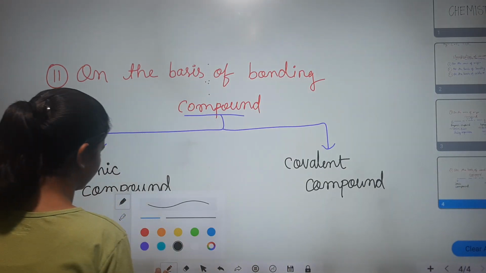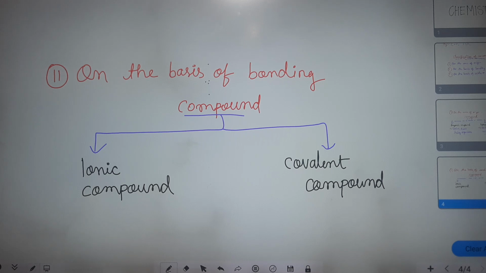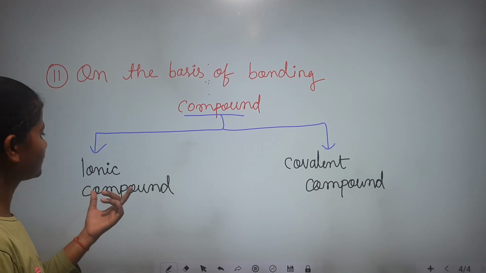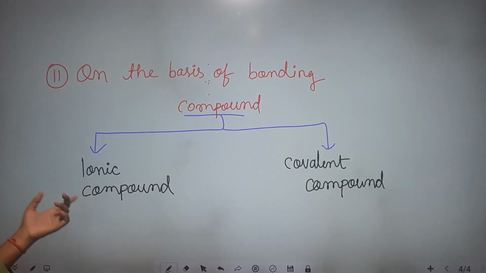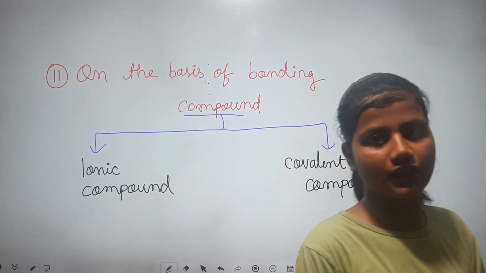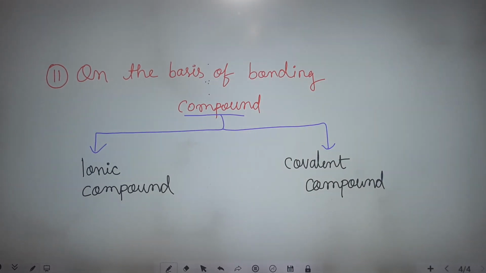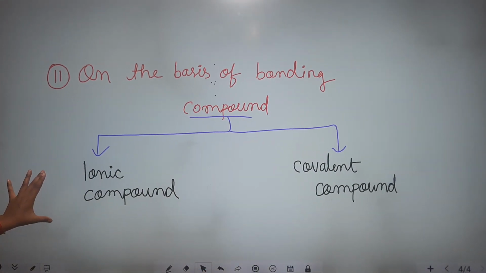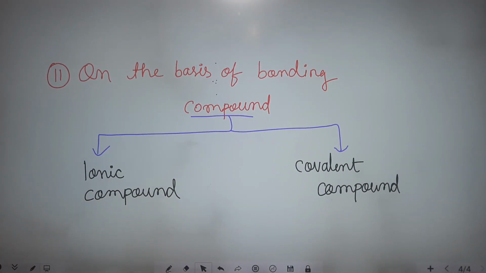After that, we discussed classification of compounds on the basis of bonding. Okay, so on the basis of bonding, compounds are divided into two parts. First one is ionic compound and covalent compound. Okay, in ionic compounds, ionic bonds exist, and in covalent compounds, covalent bonds exist. So I hope you understand this one.